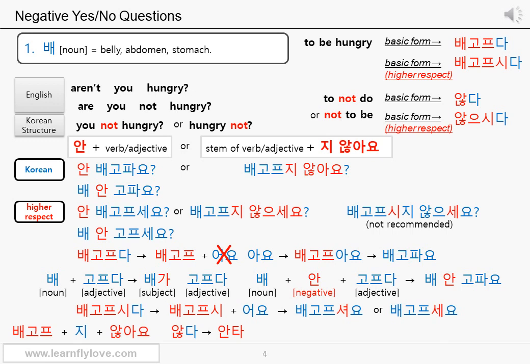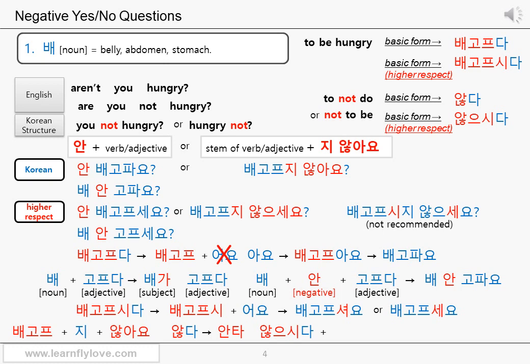Okay, anyway, we don't use the basic form. And the higher respect form is 않으시다. Be careful, it's not 안시다. So it's kind of an exception too. Too many exceptions? Sorry about that.